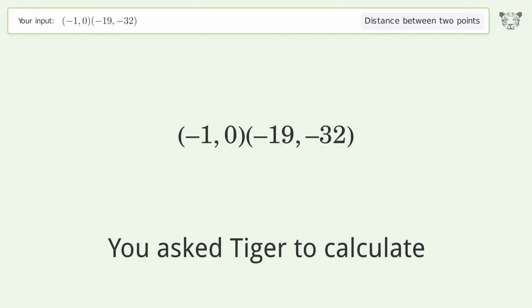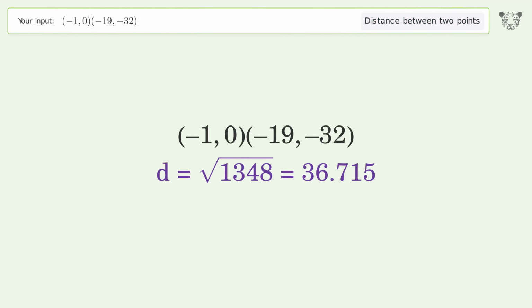You ask Tiger to calculate. This deals with the distance between 2 points. The distance between the 2 points is the square root of 1348, or 36.715. Let's solve it step by step. Plot the 2 points and calculate the distance using the formula.